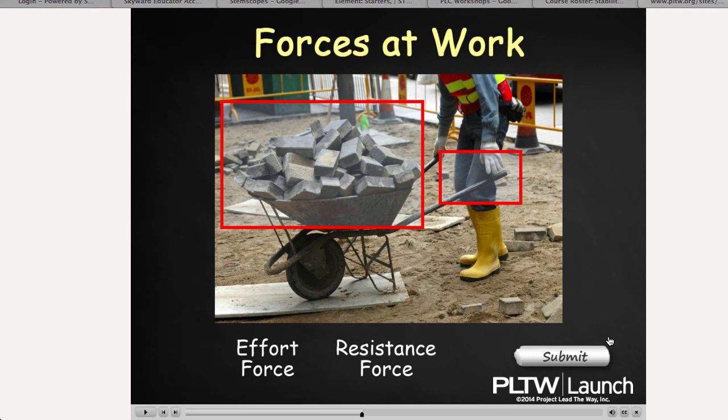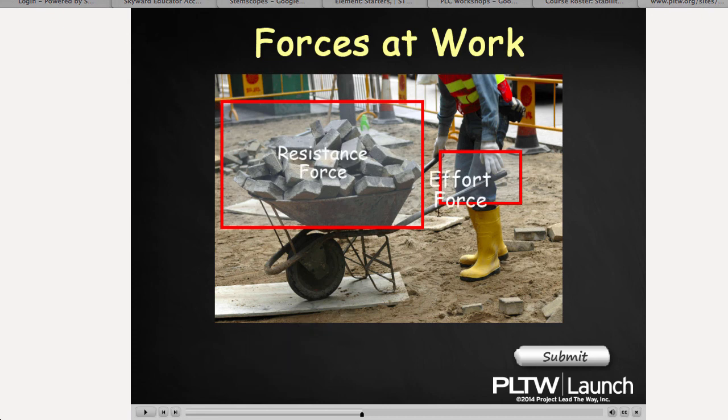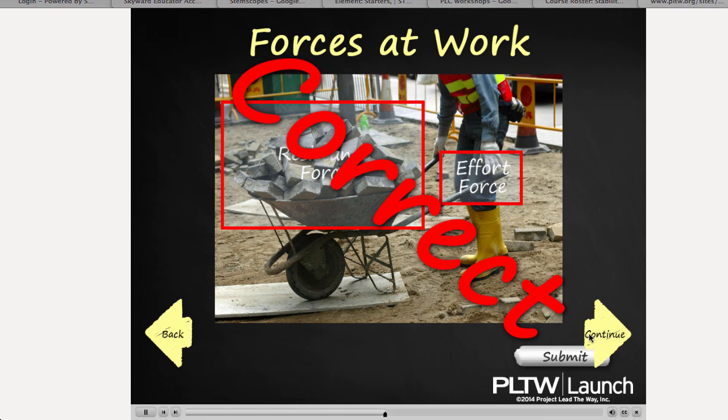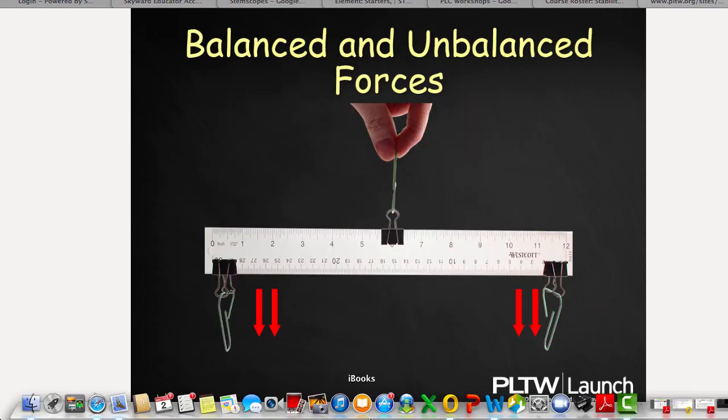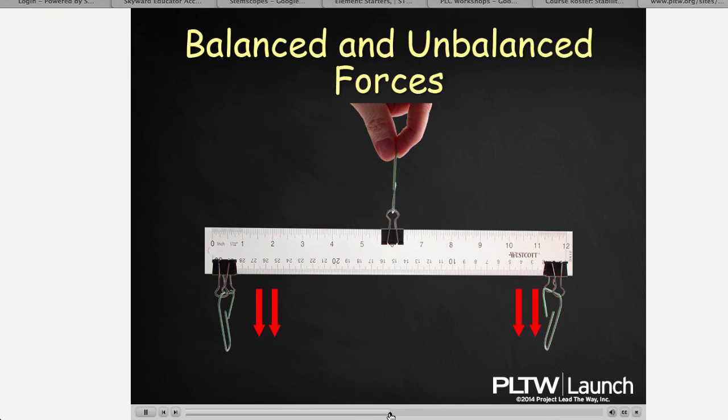Okay, so pause your video right now and see if you can figure out which one's resistance and which one's effort. Okay, were you correct? Did you guess right? Let's review what you learned about balanced and unbalanced forces.